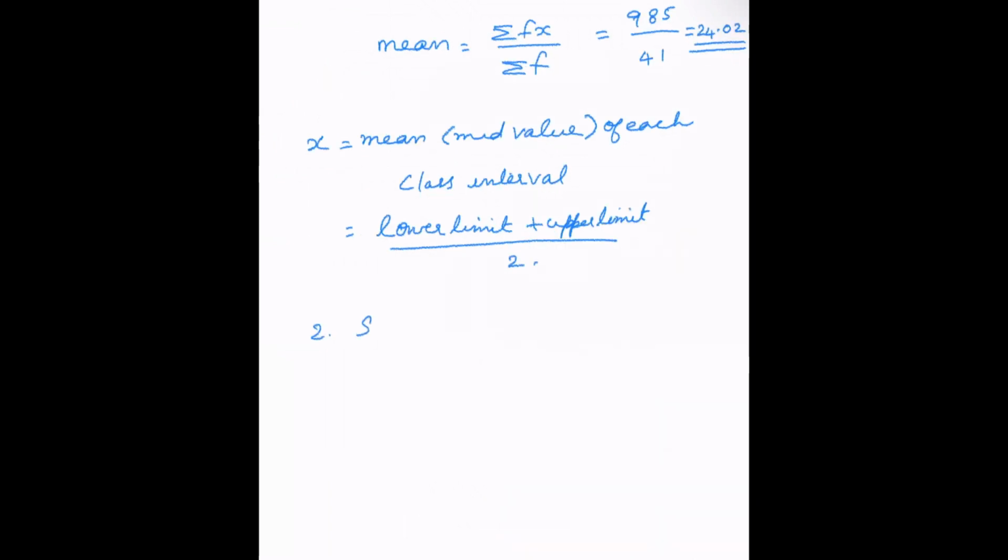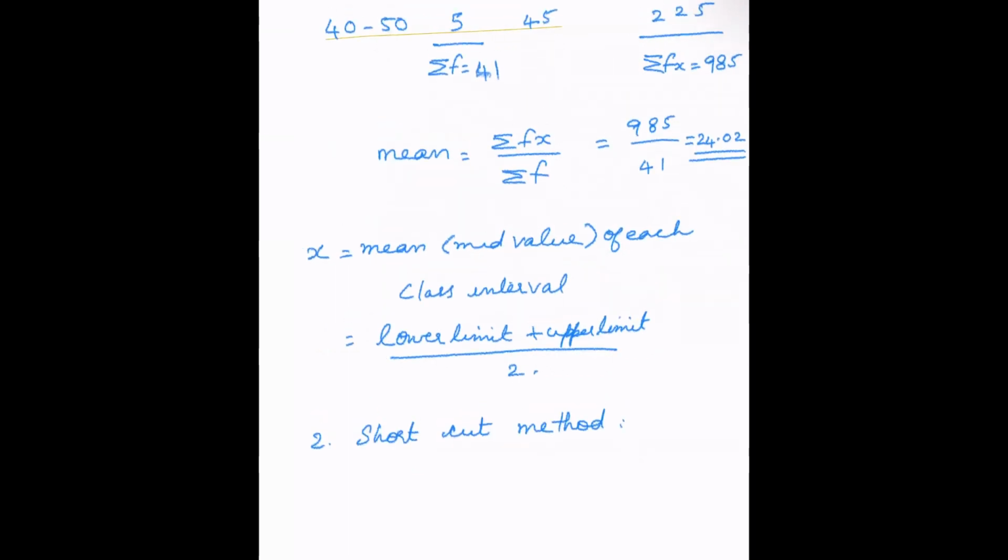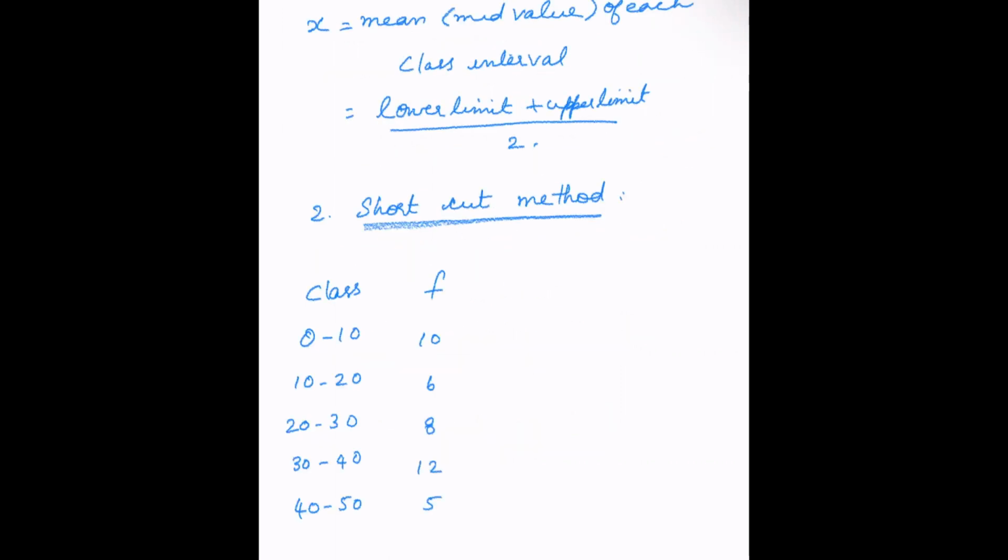The second method is shortcut method. I am going to use the same question, the one which we did right now, and do it using shortcut method. In shortcut method, what is the difference? You should assume a mean, and that mean you should subtract from each of the x values. That's the only difference. So let us write the same question once again. Now I need to find out my x. What is my x?